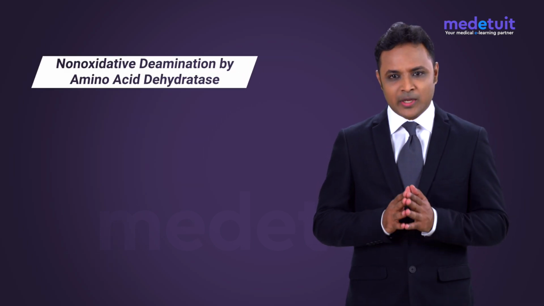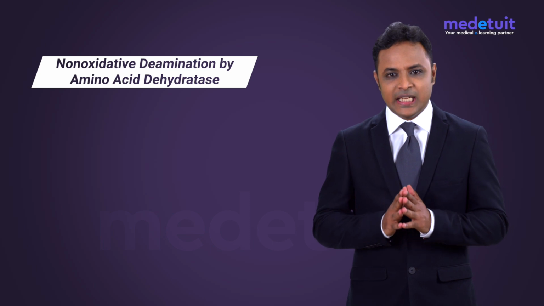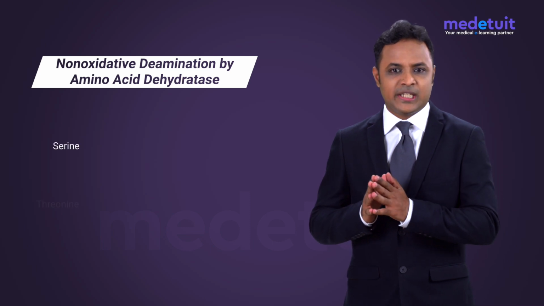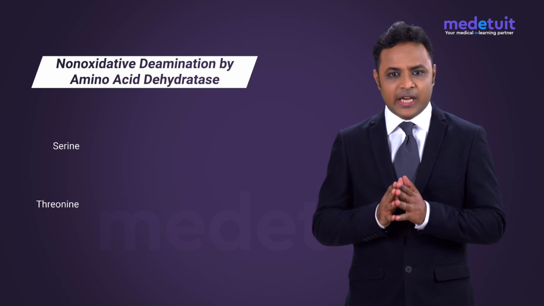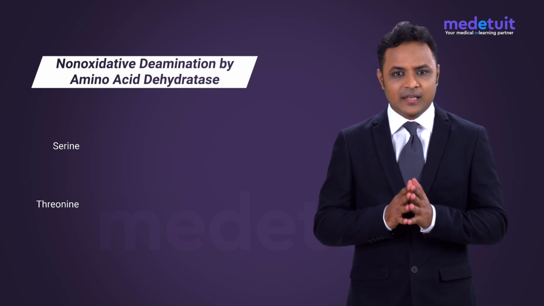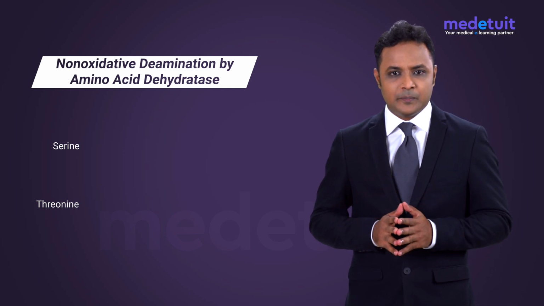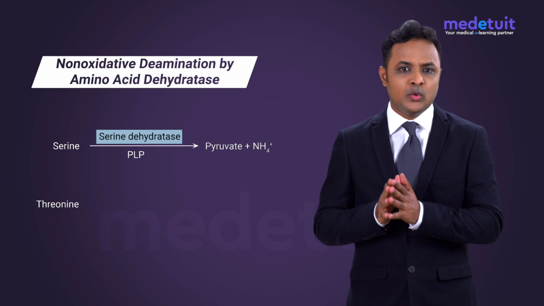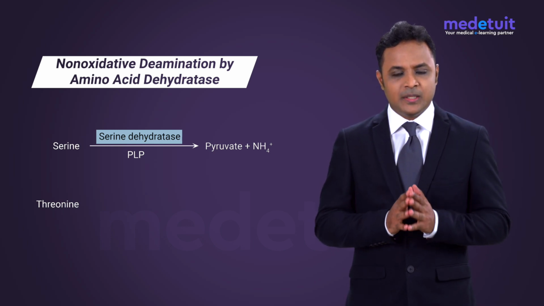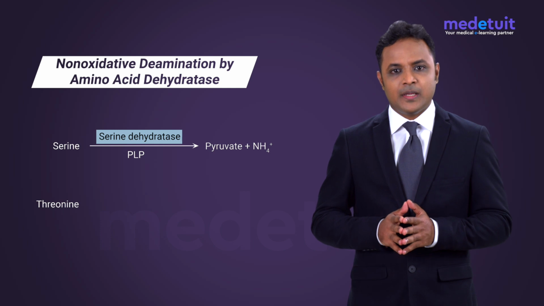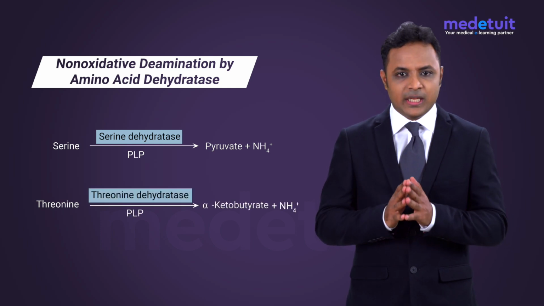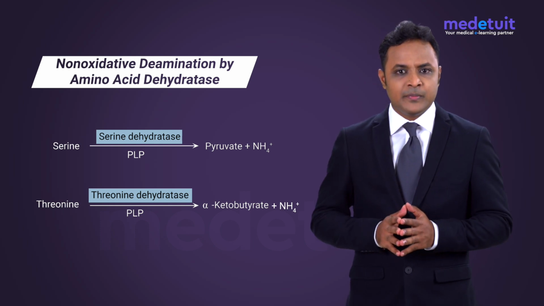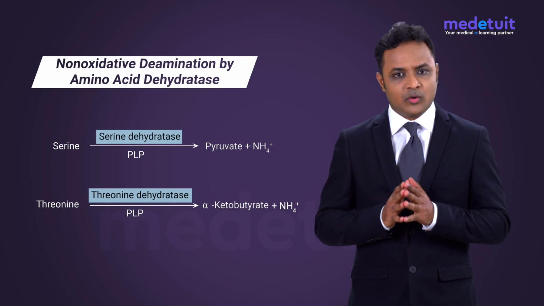Non-oxidative deamination of amino acids with the help of amino acid dehydratase enzymes. The alcohol containing amino acids such as serine and threonine, because of the presence of the hydroxyl group in them, can be directly deaminated to form ammonia. Serine, with the help of serine dehydratase enzyme, can be split into pyruvate and ammonia in the presence of pyridoxal phosphate. Threonine, with the help of threonine dehydratase enzyme, can be split into alpha ketobutyrate and ammonia in the presence of pyridoxal phosphate as the coenzyme.